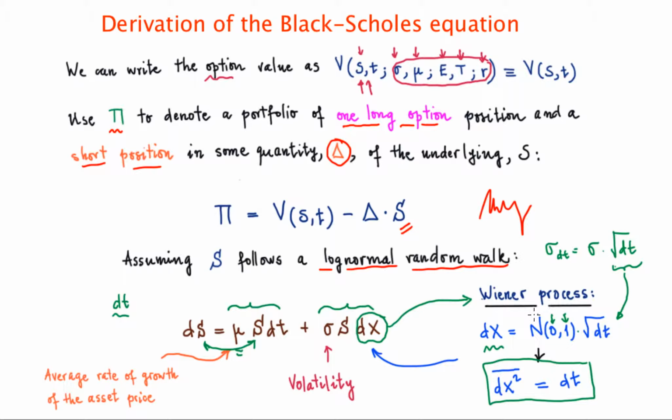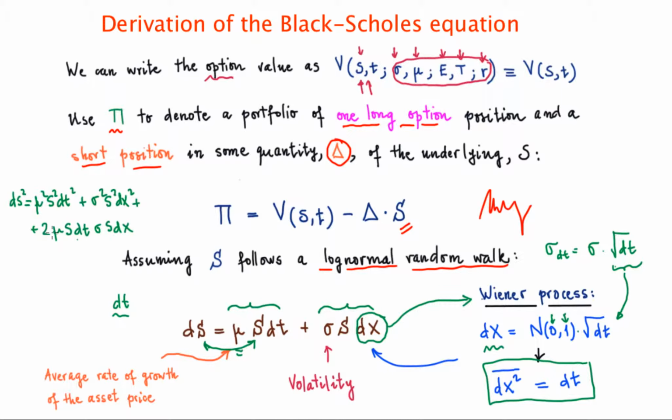So that's going to be important. Why? Because when making the square of ds here, we'll have different contributions. One contribution will be mu squared s squared dt squared. Another contribution will be the square of sigma s squared dx squared. Another contribution will be the product, so plus 2 times mu s dt sigma s dx.